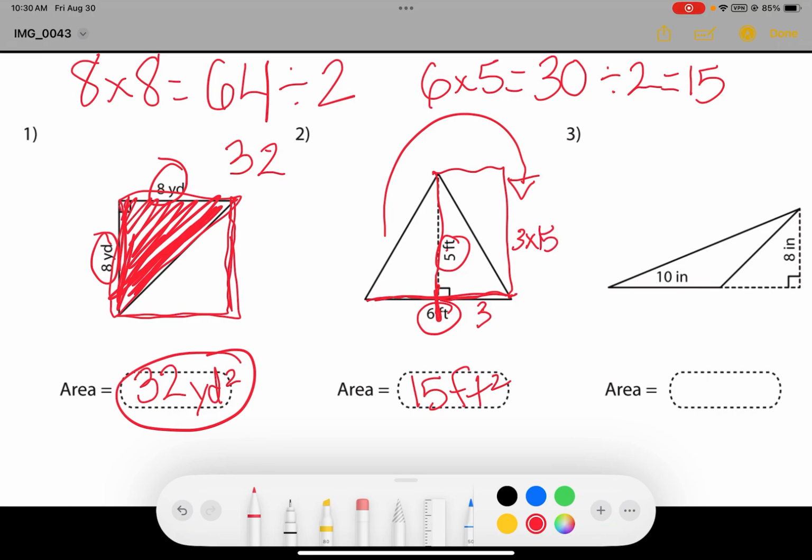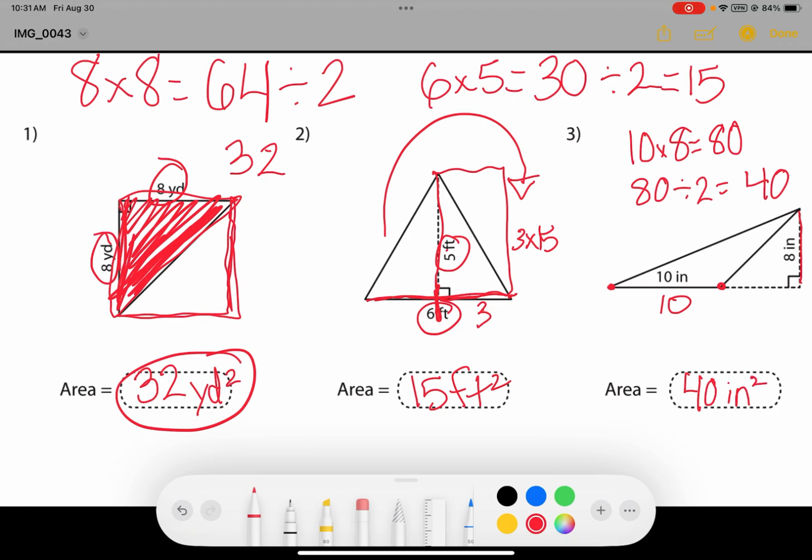Okay, this last one for number 3. I know the base of this triangle is 10, so from here to here is 10, and the height forms a right angle with it. So 10 and 8. If it was a rectangle, I would do 10 times 8, and I would find out that the area is 80. But since a triangle is only half of a rectangle or a parallelogram, I'm going to split it in half. So I'm going to do 80 divided by 2. Half of 80 is 40. So my area is 40 inches squared.